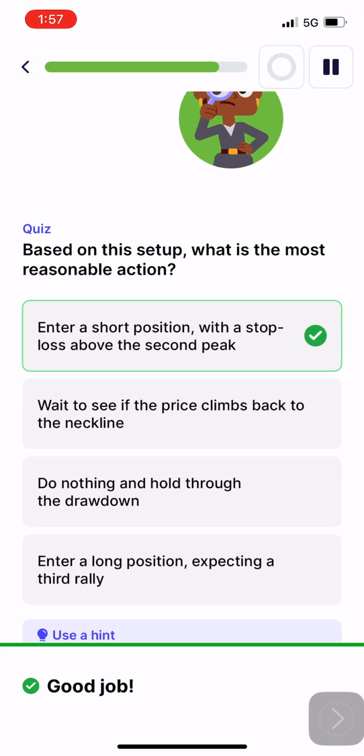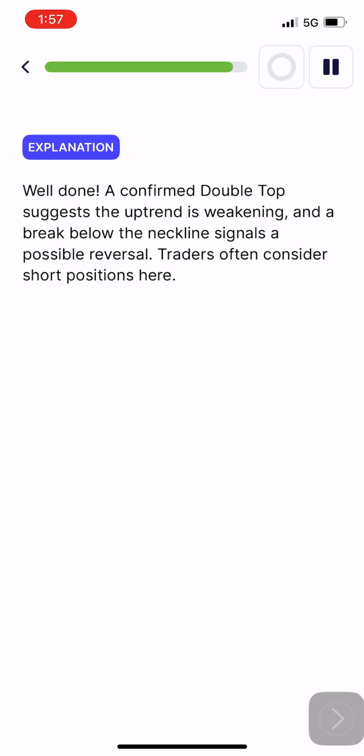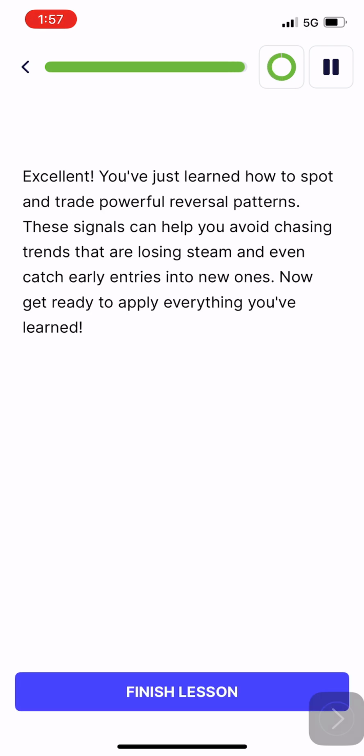Yes, you're right. Well done. A confirmed double top suggests the uptrend is weakening, and a break below the neckline signals a possible reversal. Traders often consider short positions here.